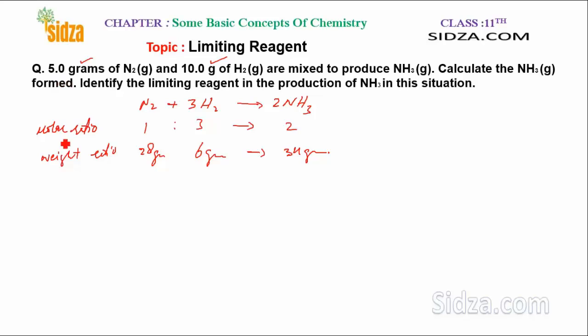Now our experimental ratio is, we react nitrogen, 5 grams, with hydrogen how much?